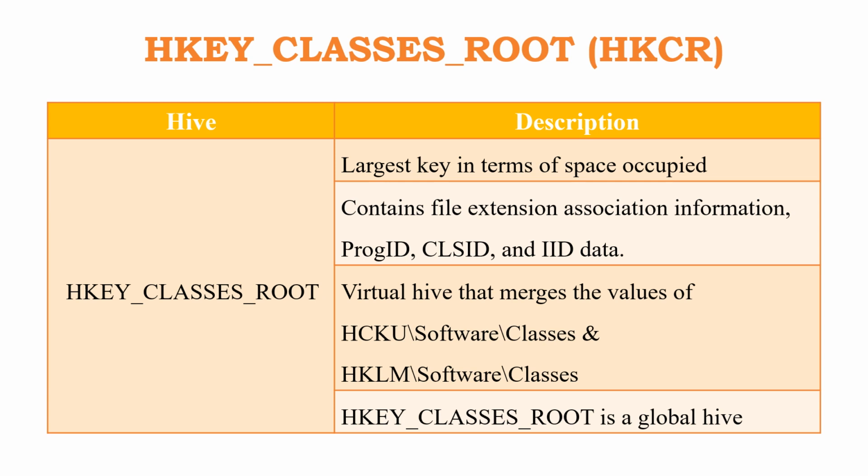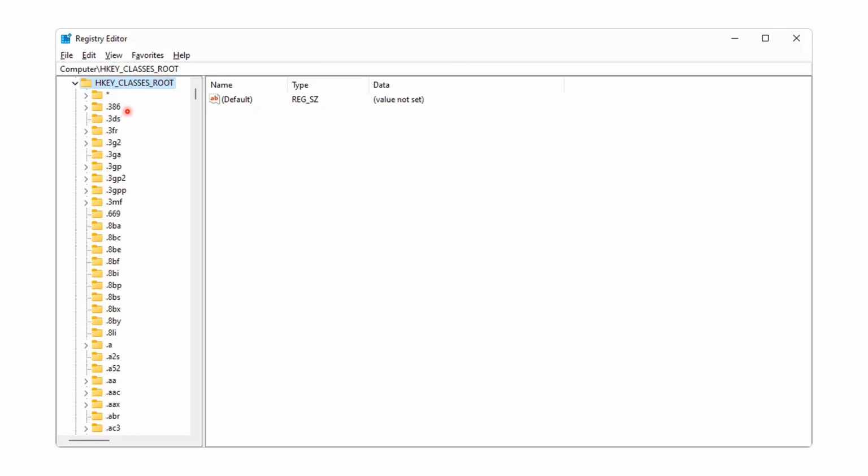This hive contains the information that Windows requires to know what to do when the user asks it to do something, means to perform any task, like to open a particular type of file. This is at the top level in the registry editor, and it is a global hive, means it contains the information which is applicable to all the users on the computer. So this is how the classes root is located in the registry editor. It is at the top of the registry editor.